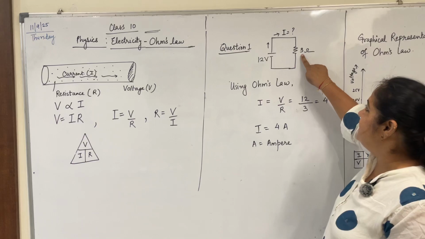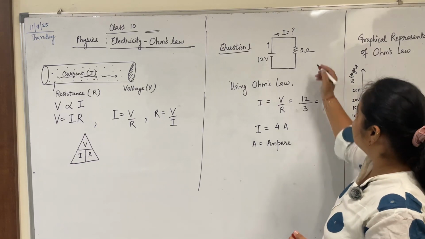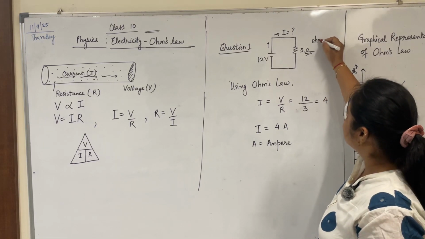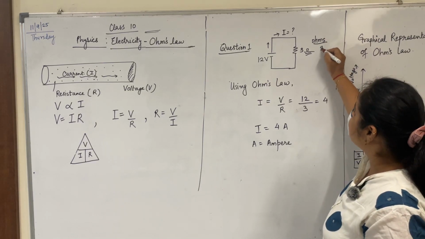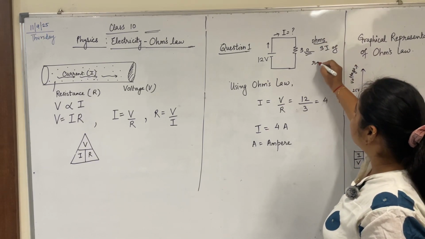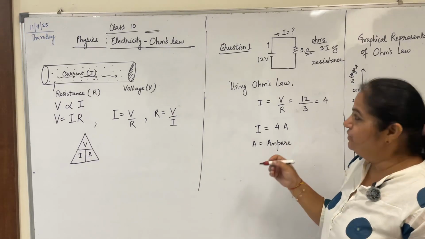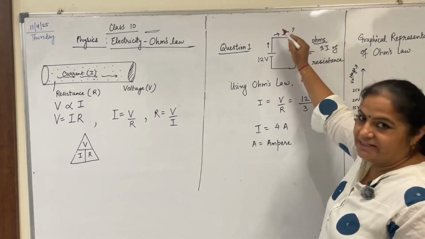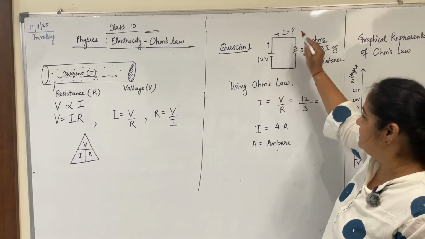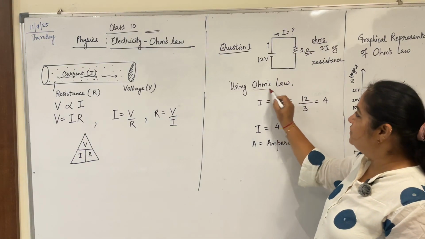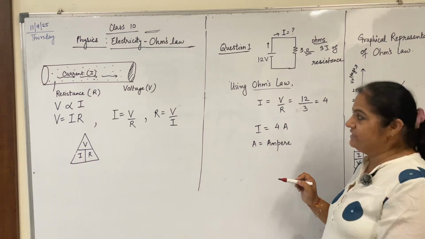The resistance is equal to 3 ohm. This is the symbol for ohms, and ohm is the SI unit of resistance. Now, what do you want to do? You want to know how much current is flowing through this circuit. So for that, we will use Ohm's law. We have just now read it.